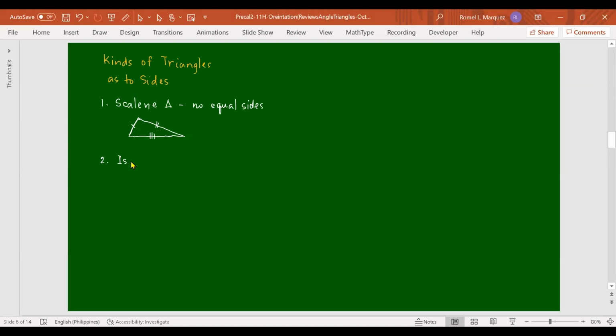What about isosceles? Isosceles triangle: two equal sides. We have this triangle. So this is supposedly equal to that.